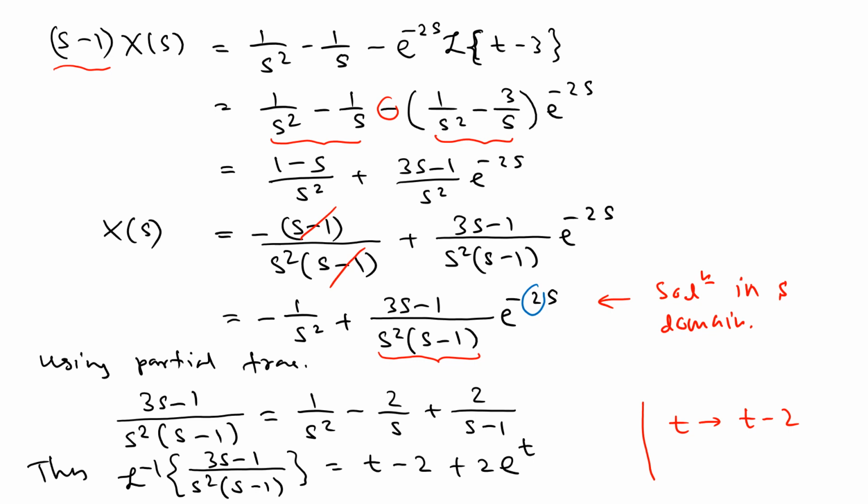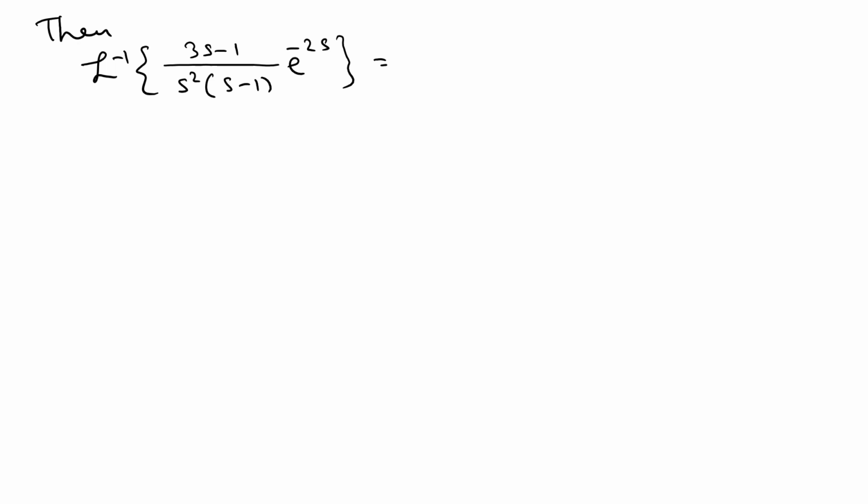So let's do that part. Then we can see, we have the L inverse. It's not difficult, but there is some writing here. L inverse of (3s minus 1) over s squared (s minus 1) times e to the minus 2s. Thus we do at the end. This is from the second shifting theorem.